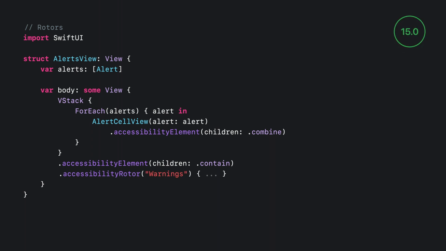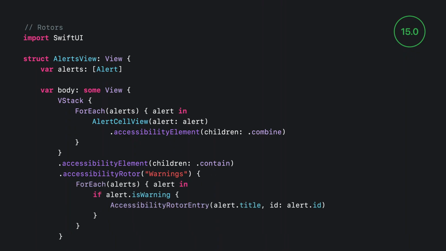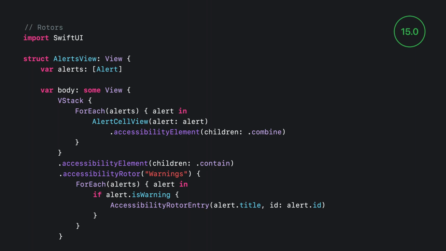Next, I'll create my rotor with the accessibility rotor modifier, giving it the name warnings. And lastly, I'll declare which of my alerts I want included in the warnings rotor. In this case, all of the warning alerts. And that's it. It's this easy to supercharge your app's navigation.